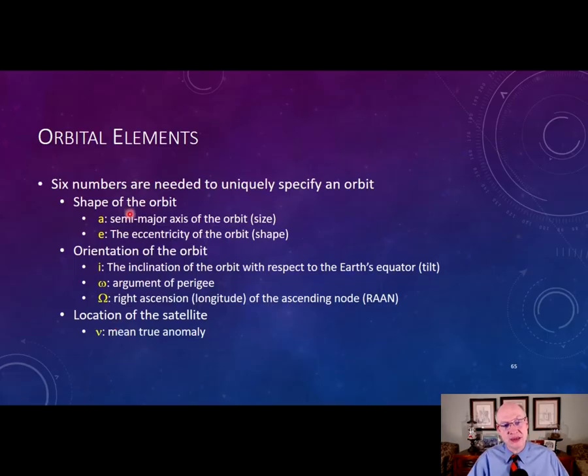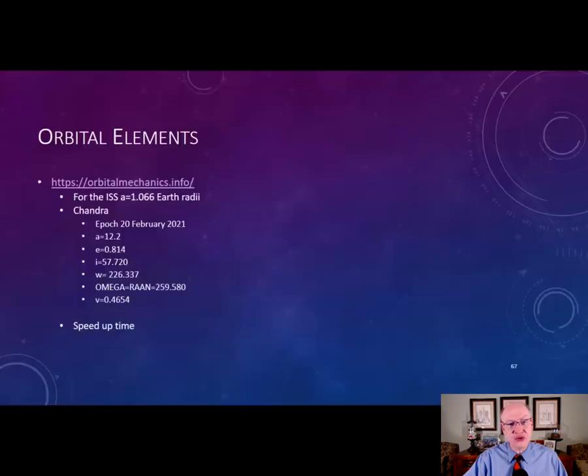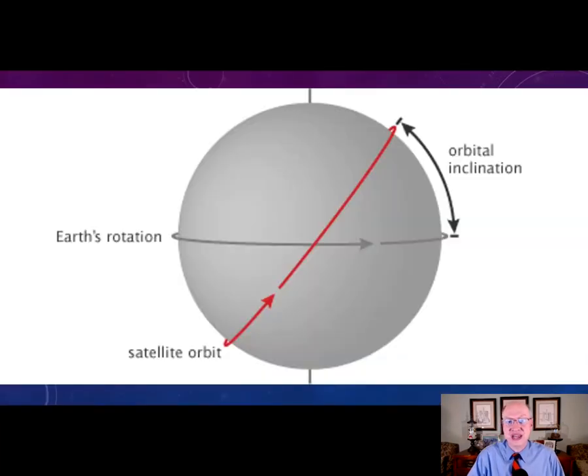So we've talked about the semi-major axis, the eccentricity, and the location of the satellite. Now we need to talk about the orientation of the orbit in space. So how are we going to do that? There are three numbers that are needed to specify the orientation in space. And the first of those three numbers is the inclination of the orbit. The inclination of the orbit tells us how much the orbit is tilted with respect to the Earth's equator. An inclination of 0 degrees is orbiting right above the equator of the Earth. An inclination of 90 degrees is orbiting over the poles of the Earth.